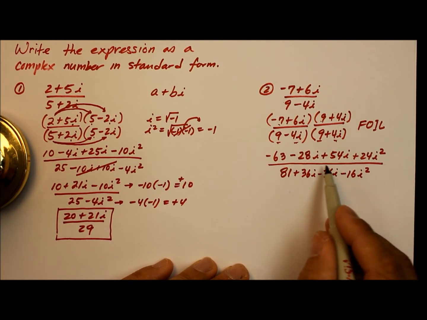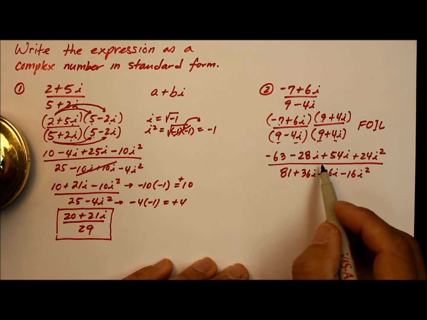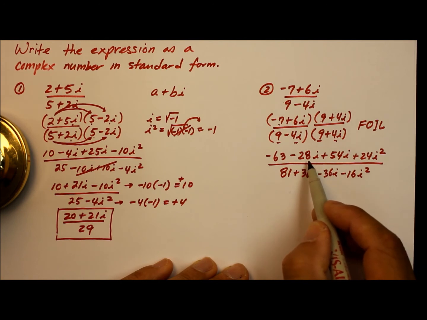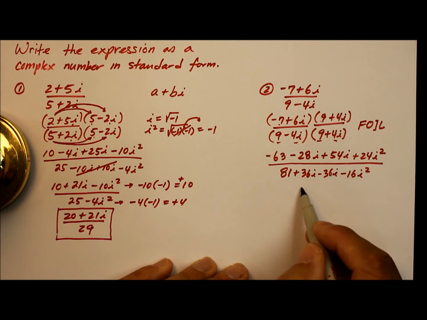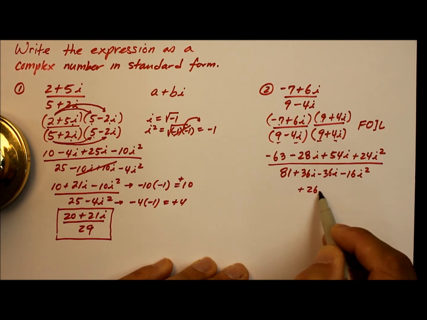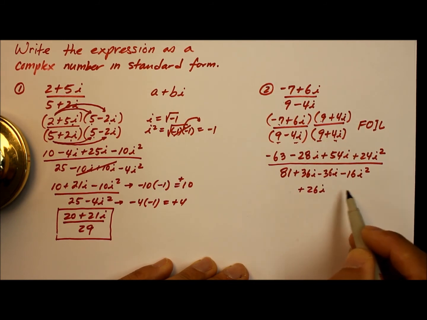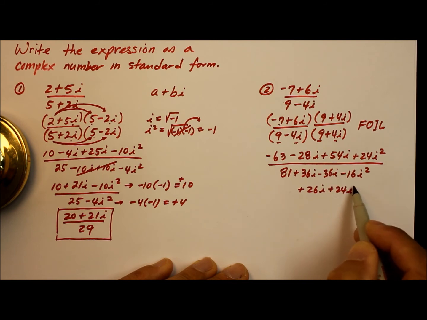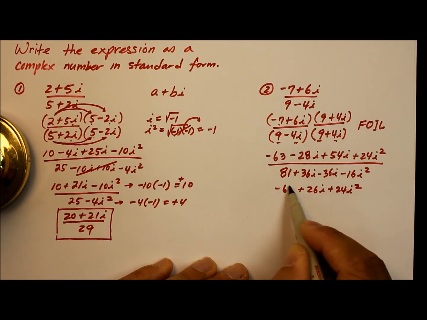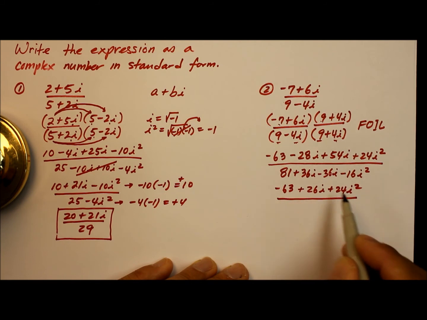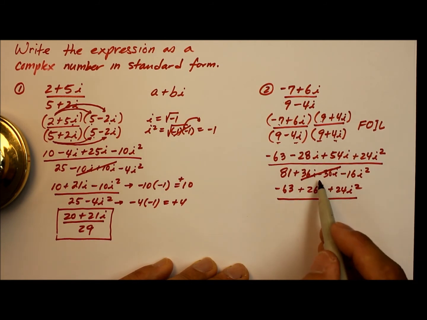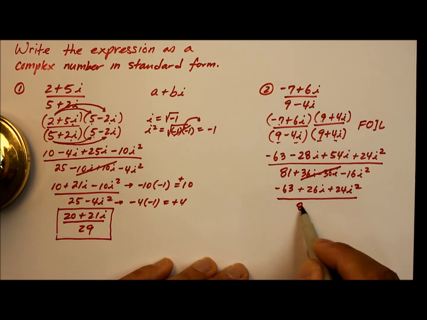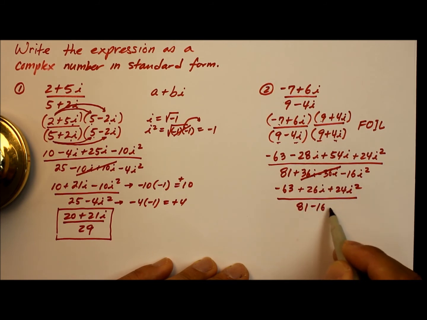Let's combine and simplify the numerator. On the top, we have negative 28i and positive 54i, and that becomes positive 26i, plus the 24i squared and negative 63, the constant. Over, on the bottom, the middle term cancels, their additive inverse. So you end up with 81 minus 16i squared.